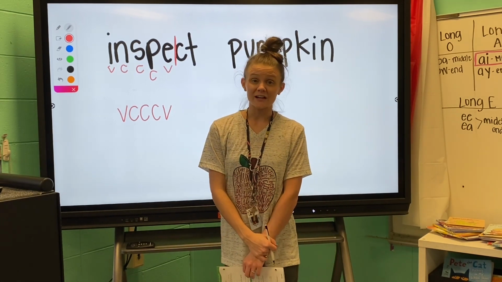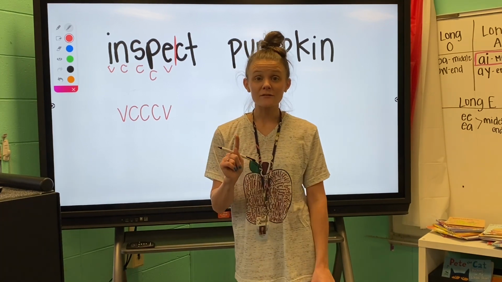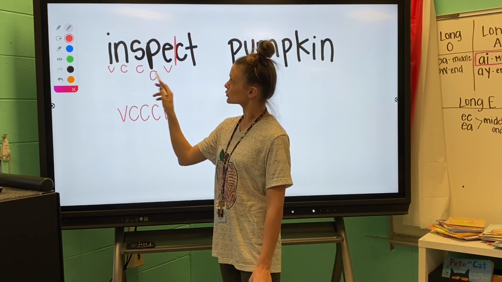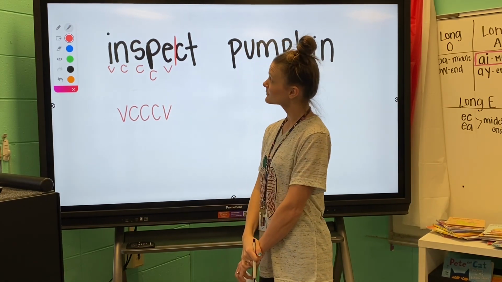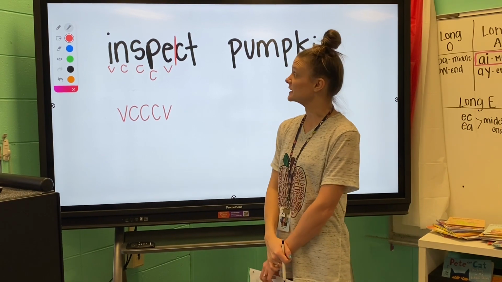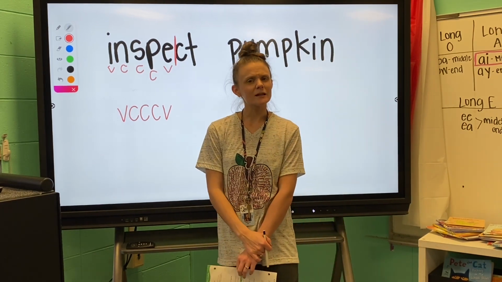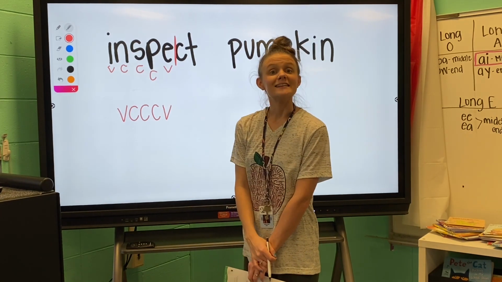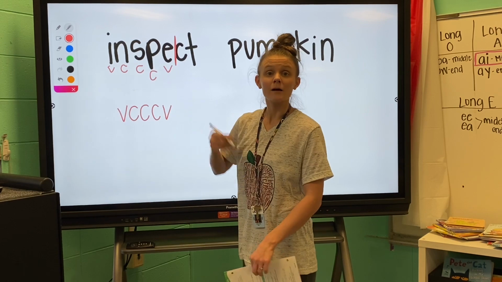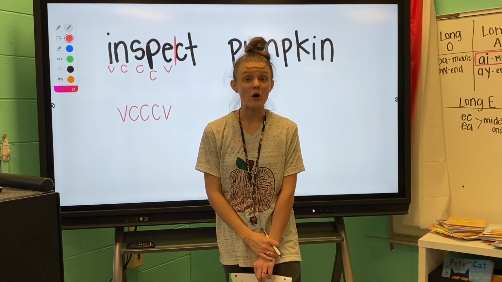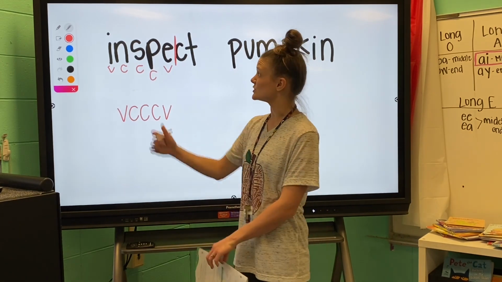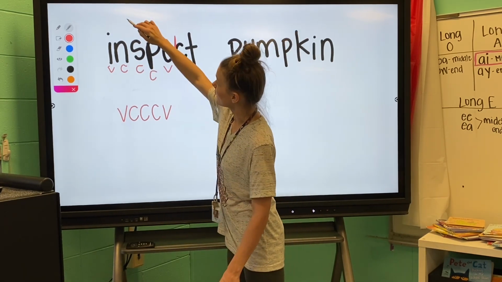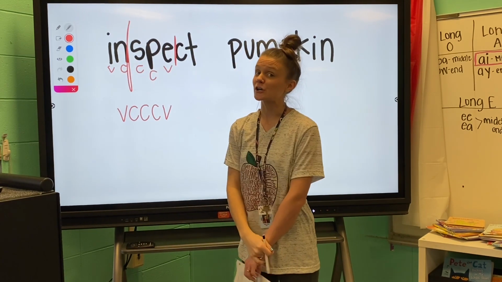So the way that we figure it out is by looking for digraphs or blends. Do we see any digraphs in these three consonants? No, I don't see any. What about blends? Do you see any blends in these three consonants? Yes, we have the sp blend. So that helps us know where to draw our line. We don't want to separate those two letters that make a blend, so we must draw our line before the blend, after the first consonant.